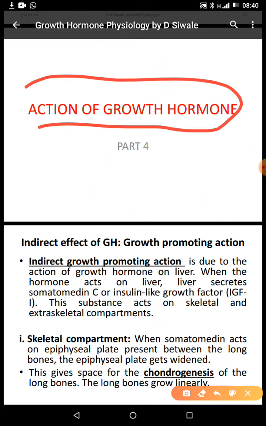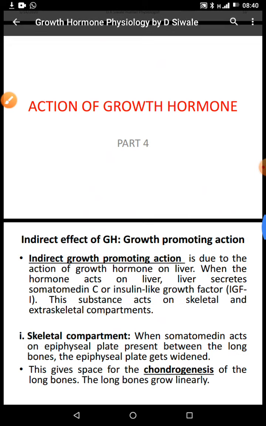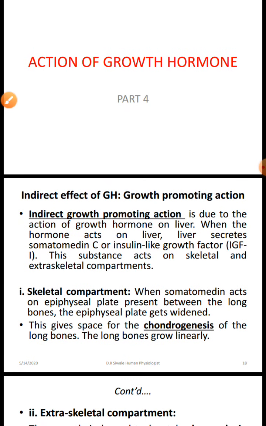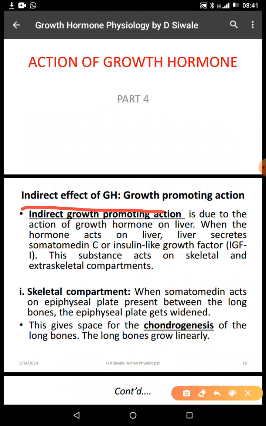Okay, the action of growth hormone includes effects on linear growth. Okay, like a child growing into an adult stature. There's also protein synthesis, organ growth. Okay, there's also carbohydrate metabolism and lipid metabolism. So the effects of growth hormone can be categorized into two. There's what we call the indirect effect of growth hormone, okay, and the direct effect of growth hormone.